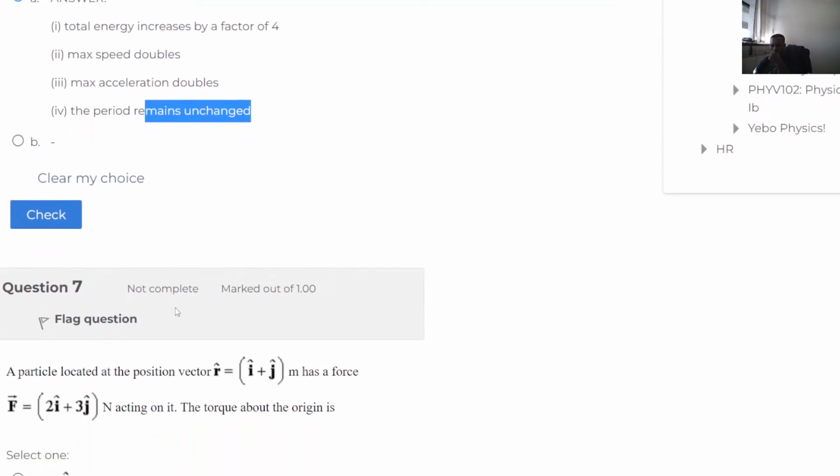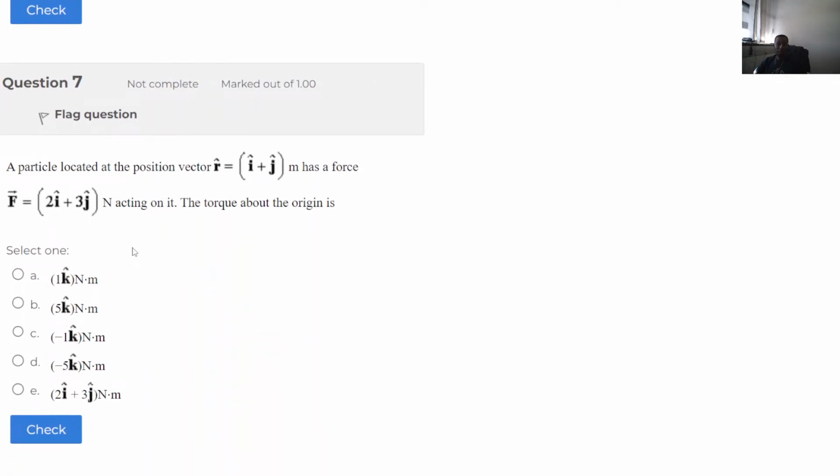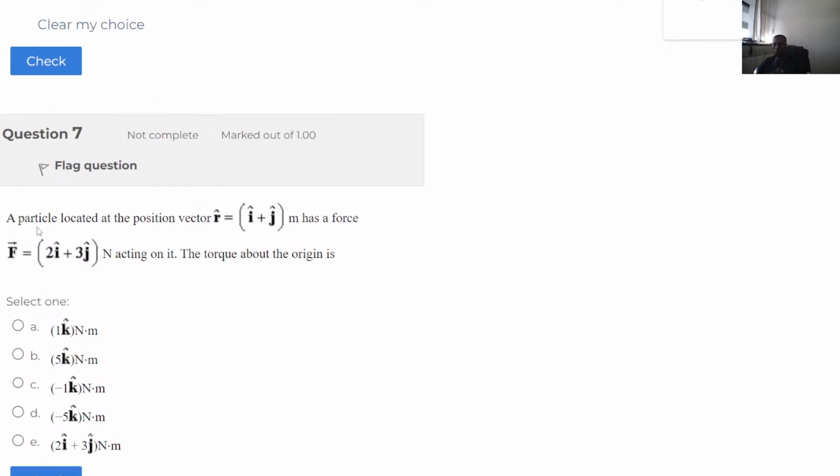Where are we then? Question number 7. Oh, now I'm passing it through torque. You see, this is about a torque now. A particle located at a position vector of r is given. The position vector is 1I plus j. I must write this one on my tablet, even though you can't see. Let me copy because this is question number 7. R, the position vector is given as I plus j, and the force applied on it is given as 2I plus 3j. It says, acting on it, the torque about the origin.